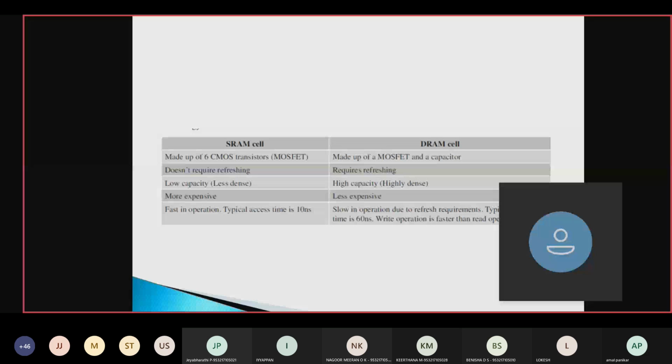Next, fast in operation, typically access time is around 10 nanoseconds. The static RAM is very fast, and the dynamic RAM is slow in operation. It requires refreshing circuitry also. This is another thing we are going to be having.